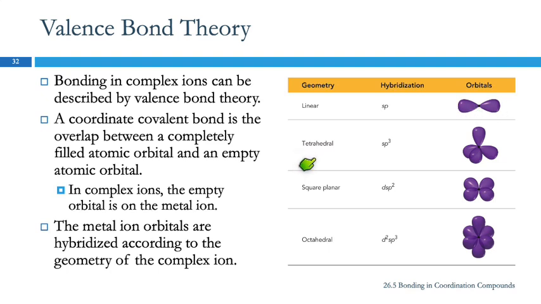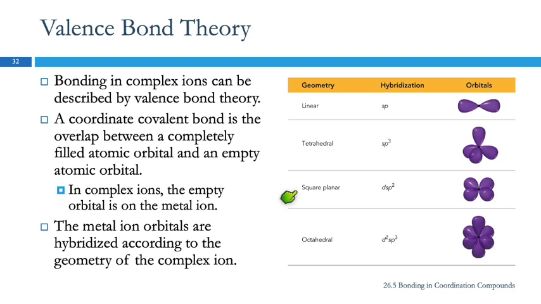Tetrahedral has four groups. So you take four orbitals and mash them together. So you've got the s and three p's, and then you've got four identical orbitals, and they're going to arrange themselves in a tetrahedral shape to maximize the space.